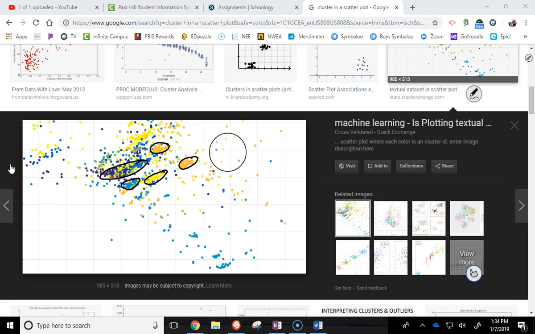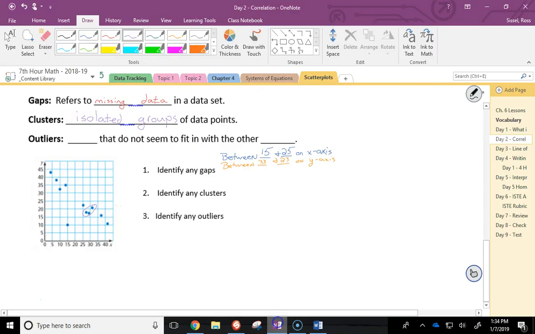Okay? So don't get overwhelmed. I just want to make sure you guys understand clusters and you don't start identifying just 2 points together. So if I look at today's assignment or today's example, is there a cluster in this graph? No. So you would say no cluster.